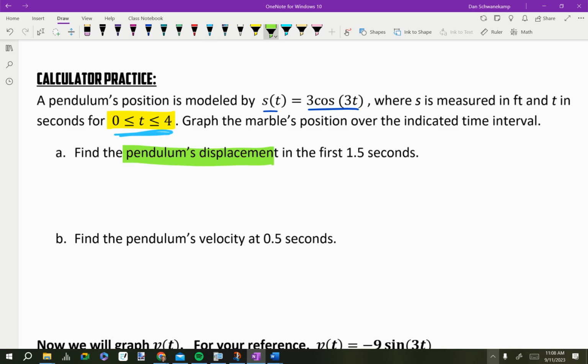Question A says, find the pendulum's displacement in the first 1.5 seconds. We talked about displacement on Friday. What do we need to do to find displacement? It's our positions. We need to know our starting position and our ending position. I'm going to use my calculator to do all of that for me here. I want to know the position at 1.5, and I'm going to subtract from that my starting position. My ending minus my starting position, that's displacement. And I'm going to type that in my calculator just like that.